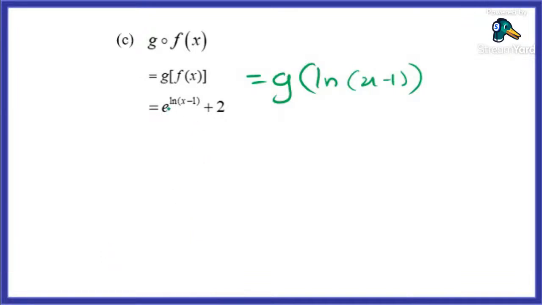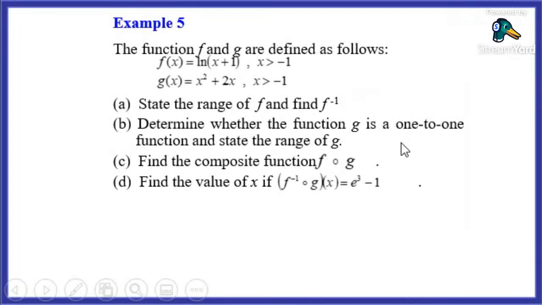So sekarang ni e kuasa natural log ni akan hilang, gunakan property. So yang tinggal adalah x tolak 1 tambah 2. So jawapan dia adalah x tambah 1. This is the composite of g dengan f. Okay, so settle lah untuk soalan nombor 4.